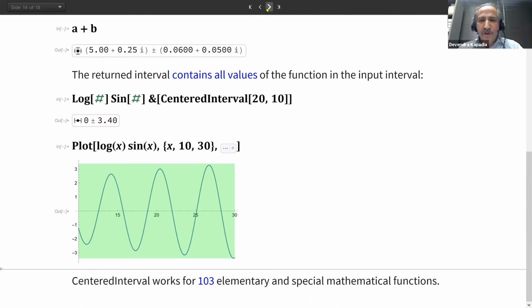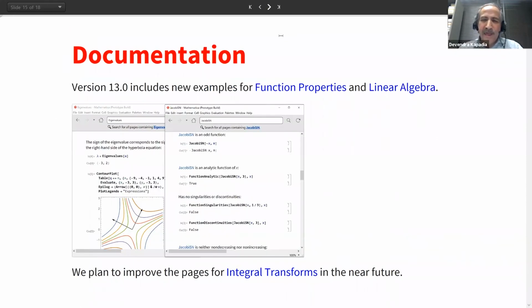Okay, so now we move on to documentation. And like I said, we have always tried to do documentation for every release. So for version 12.3, we added documentation example function properties to 110 functions. Now we added another 140, and together we have function property examples on 250 pages. Also, there are some beautiful new examples for linear algebra, things like eigensystem, eigenvalues, etc. And the plan is now to improve that same area for integral transforms in the near future.